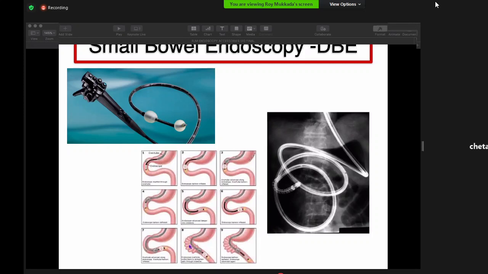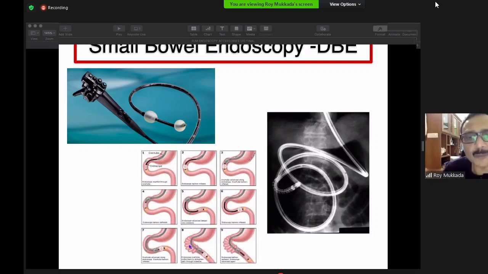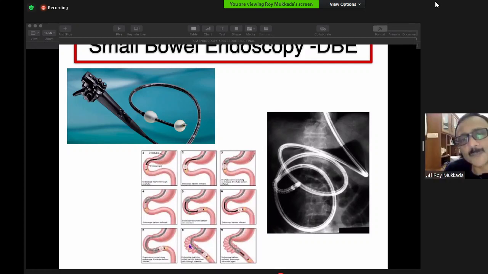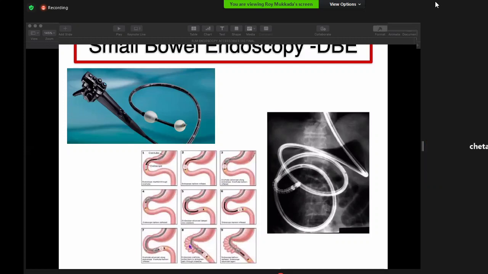What is the main difference? You are talking about the mechanical spiral or the motorized spiral. So what is the main difference between a motorized spiral and the double balloon? What is the advantage of a motorized spiral enteroscopy when you compare it with the double balloon enteroscopy? I don't know. How much time with the double balloon? The time taken is lesser with the spiral when compared to that of a double balloon. Yes, very much lesser.